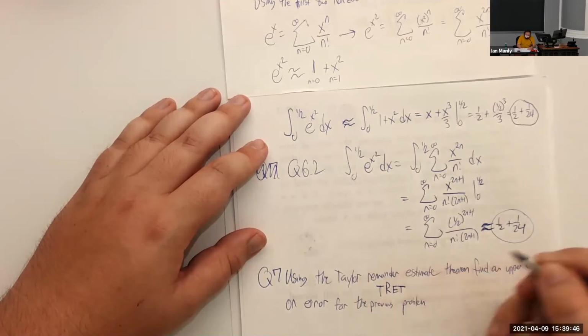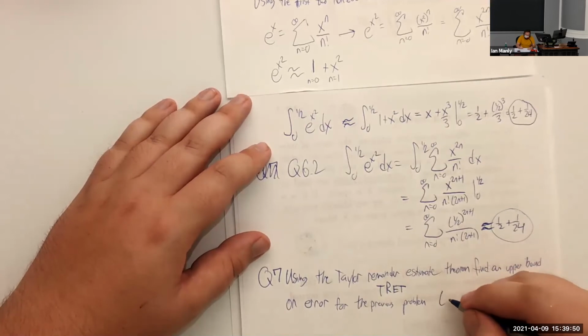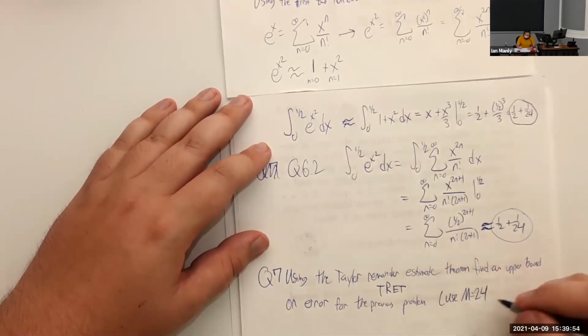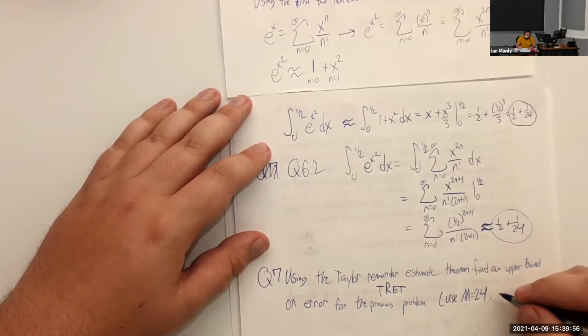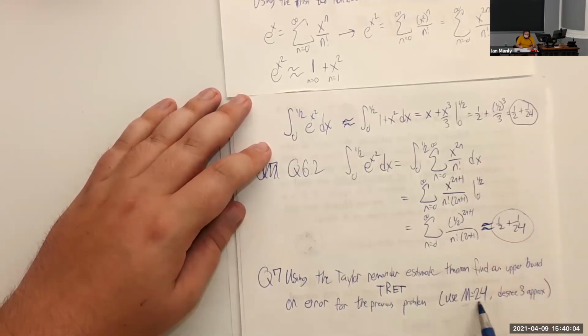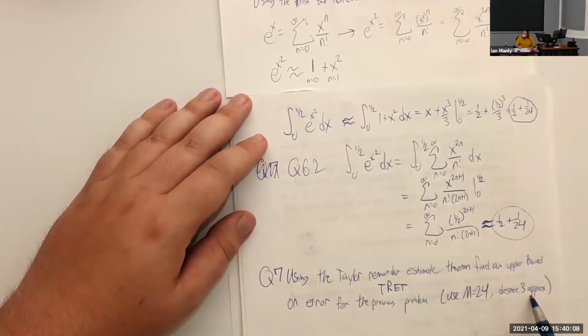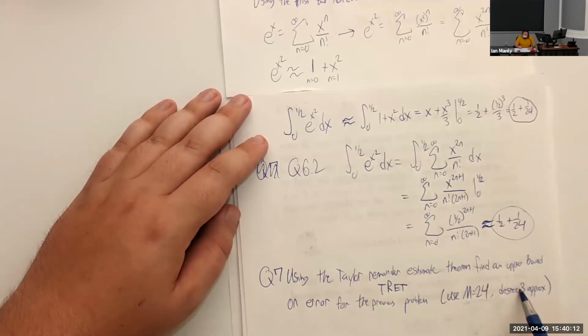And I think this one was a little bit less obvious. It's a little bit harder to get the m. So in this one, we told you guys to use m equals 24, and that this is a degree 3 approximation. Now, the m equals 24, I'm not even going to go into how we would get that. That's pretty complicated.